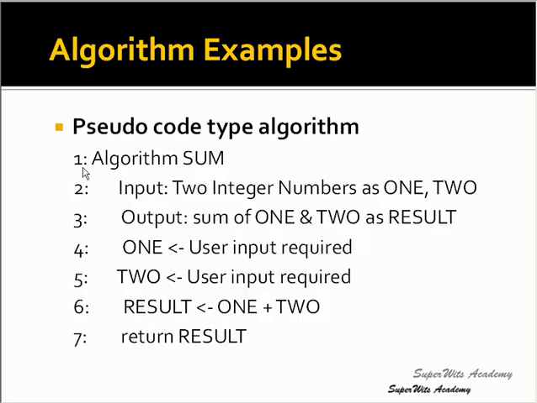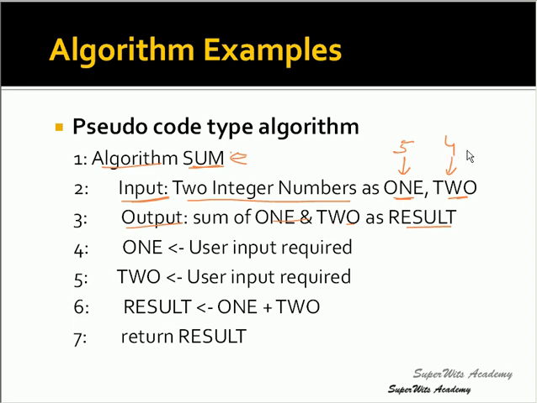The second type is the pseudocode algorithm. Now this algorithm is a little bit technical. You write Algorithm and the name of the algorithm. So I said this algorithm is Sum. Then you need to specify what input is required and what output this particular algorithm will produce. So the input is two integers, and whatever integer numbers you put, you name them as 1 and 2. So let's say 5 and 4. So 5 will be the first number or 1, 4 will be the second number or 2. Now output: sum of 1 and 2 as result.